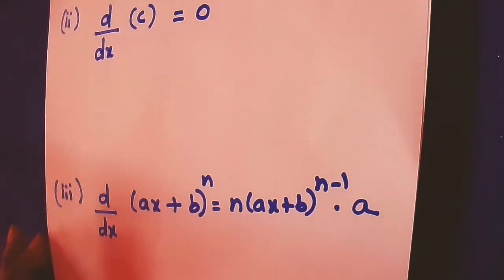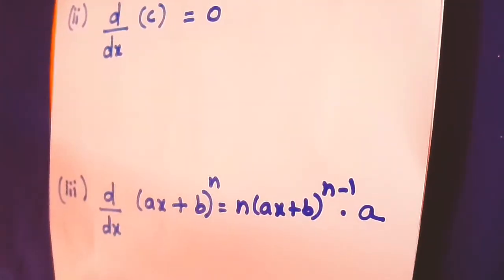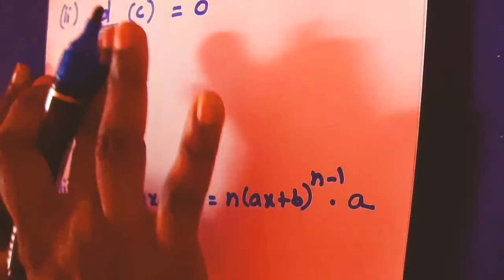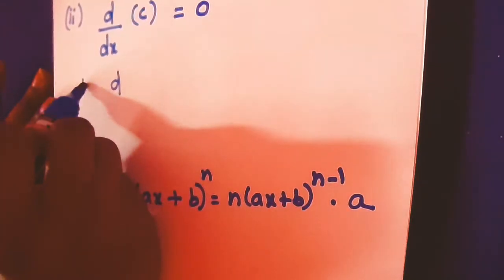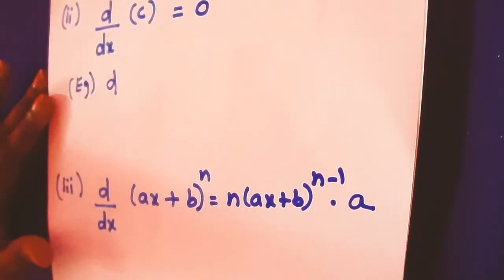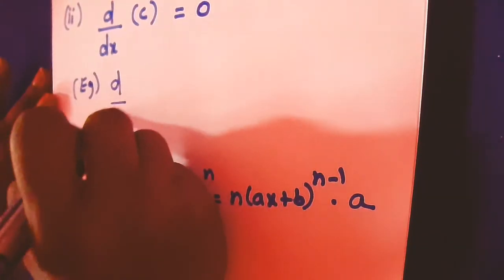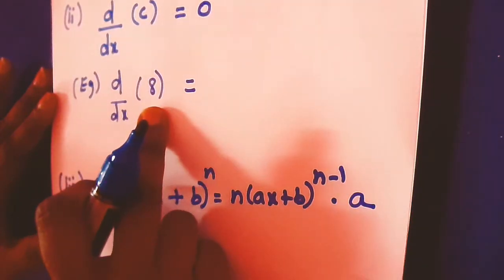The second one is, if you differentiate any constant term, the value will be equal to 0. Any constant term, it could be 100, it could be 1000 or 1 lakh, whatever. When you differentiate a constant term, it's going to be 0. For example, if I differentiate 8, 8 is a constant term.